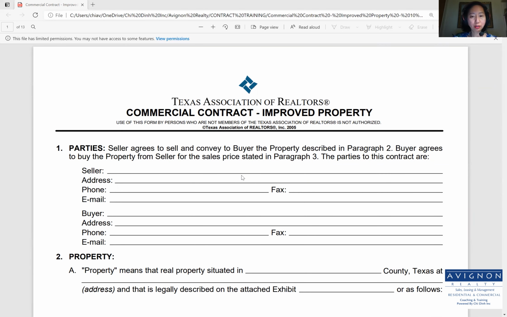That's the Texas Association of Realtors commercial contract for improved property. And that's an overview. If you have any questions, I invite you to ask your mentor or broker and get those questions clear. And thank you.